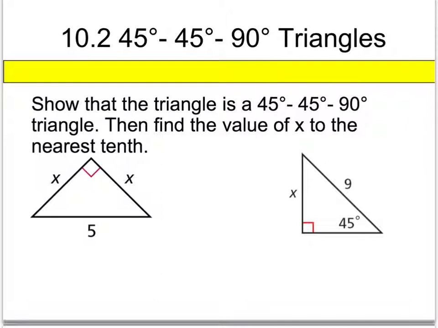Well, from this point, how do you get rid of that square root of 2? Well, what operation is happening between the x and the square root of 2? It is multiplication. We need to take the opposite and divide. So when we do that, we are going to get x is approximately 3.5. Okay, so rounded to the nearest tenth, x is approximately 3.5.